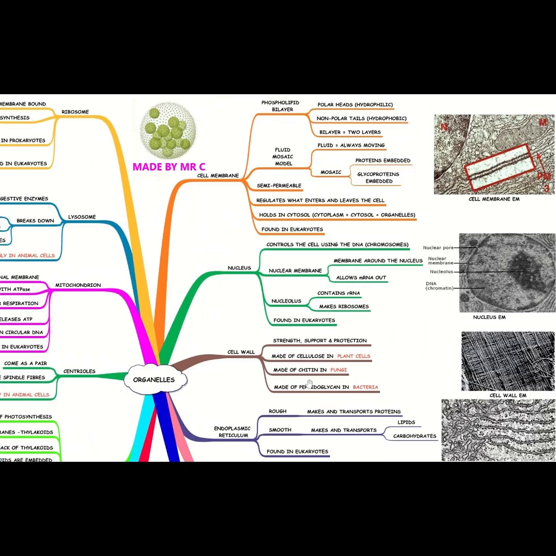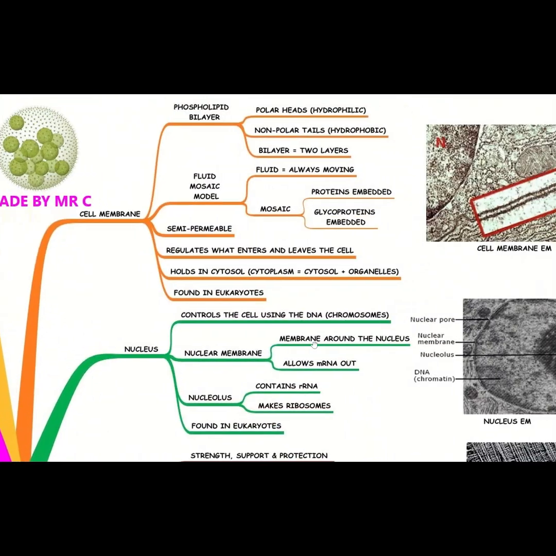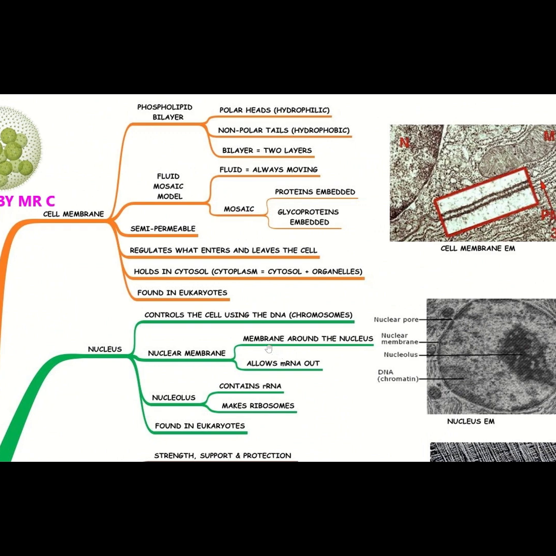Alrighty, if we go back up to the top, over here we go to the cell membrane, which is a phospholipid bilayer. Now a phospholipid has a polar head, which is hydrophilic, which means water-liking, and it has non-polar tails, which are hydrophobic, which means water-hating. And there are two layers of phospholipid, that's why it's called a bilayer. The cell membrane adheres to the fluid mosaic model in that the fluid component is that the two layers are always moving against each other. In fact, all of the phospholipids are moving independently of each other.